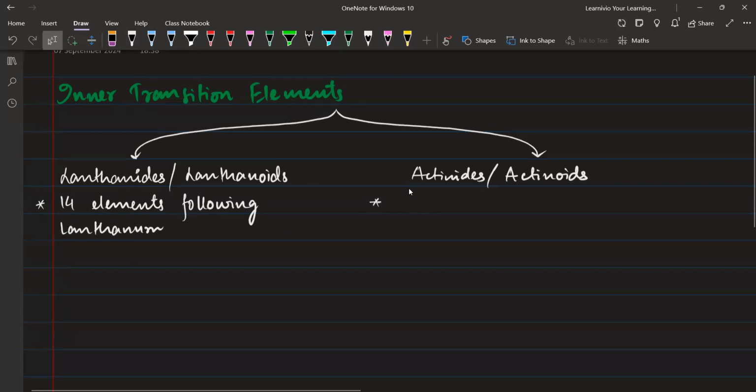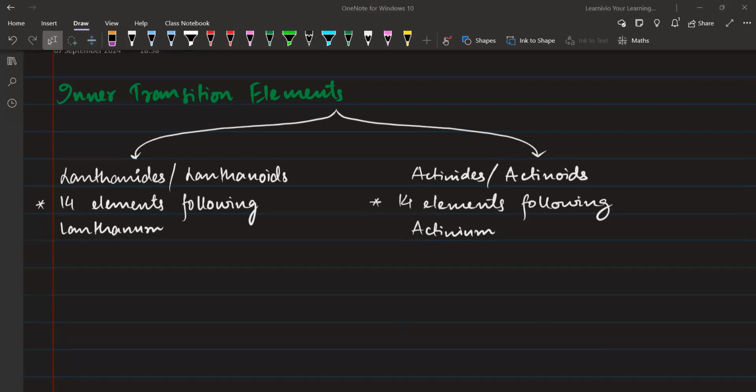Next, actinides. What are actinides? 14 elements following actinium. ठीक है. So the lanthanides, it starts from lanthanum. Lanthanum के बाद है आपके पास cerium, and from cerium to lutetium. Cerium to lutetium. ठीक है.